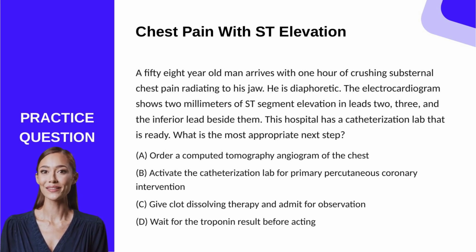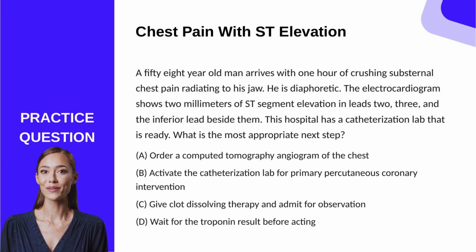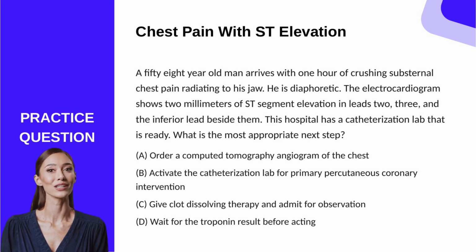Read the choices. Choice A, a computed tomography angiogram of the chest. Choice B, activate the catheterization lab for primary percutaneous coronary intervention. Choice C, give clot-dissolving therapy and admit for observation. Choice D, wait for the troponin result before acting. Take a moment to commit to your answer and notice which clues in the stem are doing the work. We will walk through it together on the next slide.